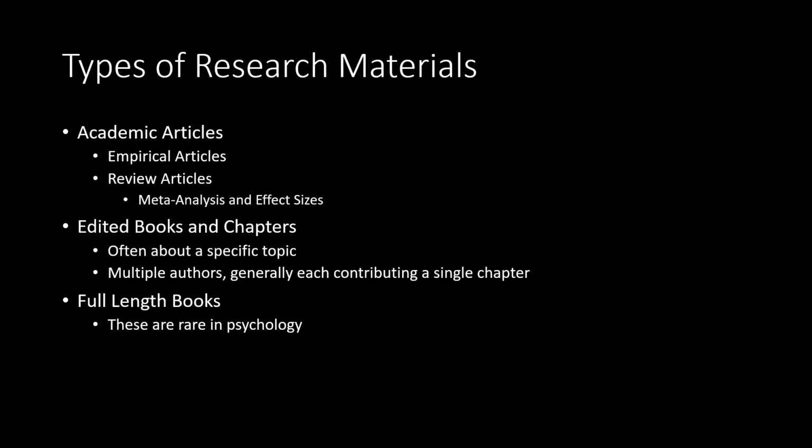A lot of times these edited books will all be about a specific topic, like attentional deployment, decision-making heuristics, emotion regulation, stuff like that. Finally, there are full-length books. These are somewhat rare in psychology, even though they do exist. For example, I have one sitting on the table right now that's about human inference, written by two psychologists. And the entire book is just about how we infer information and the errors we tend to make when inferring other bits of information.